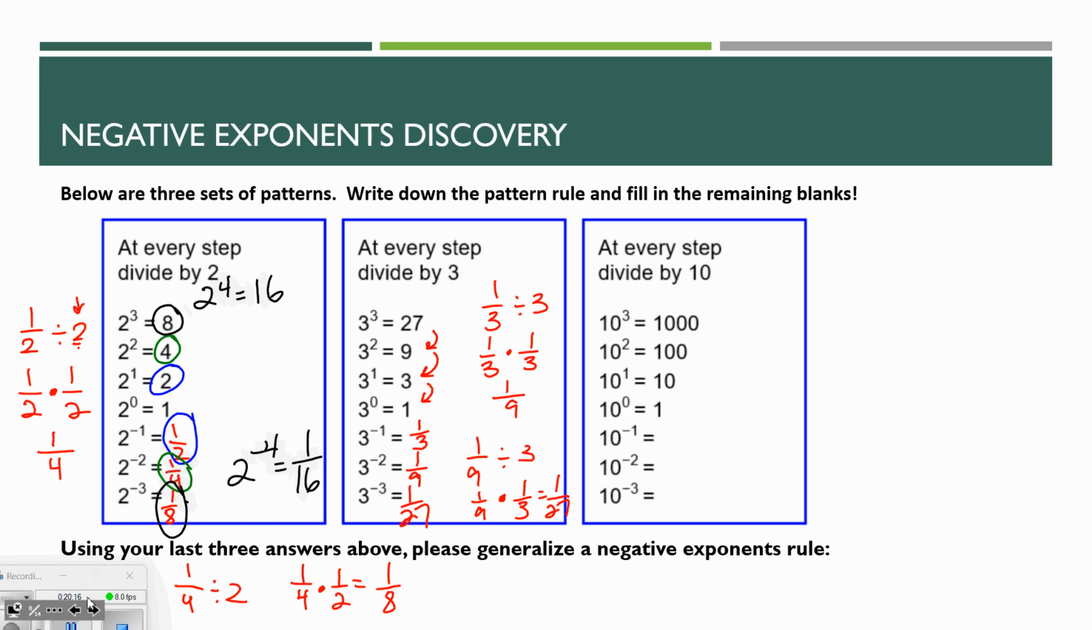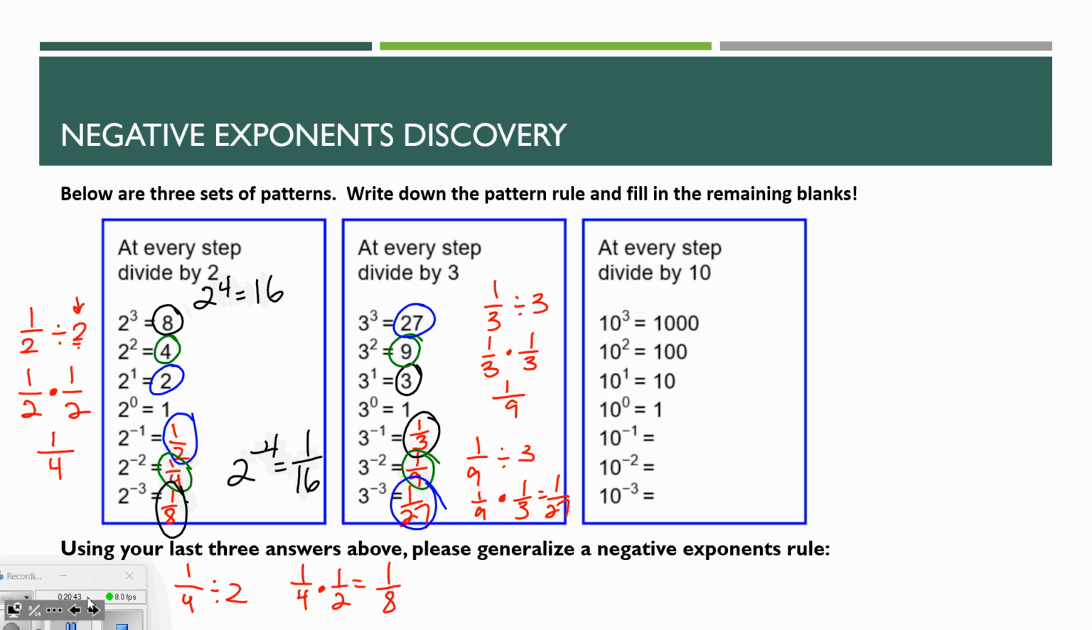Let's see if that pattern is true over here for the 3's. 3 to the 1 is 3. 3 to the negative 1 is 1/3. 3 squared is 9. 3 to the negative 2, 1 over 9. 3 to the third, 27. 3 to the negative 3, 1 over 27.